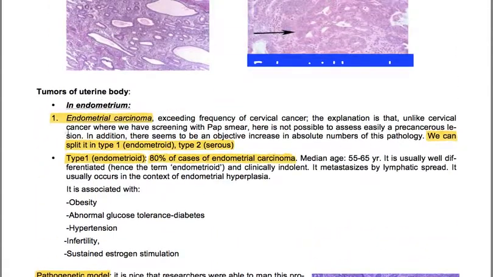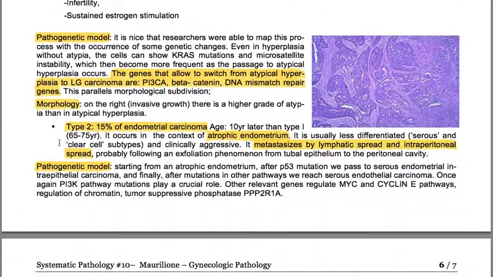Type 2 endometrial carcinoma accounts for 15% of endometrial carcinoma. The age is 10 years later than type 1, so 65-75 years. It occurs in the context of atrophic endometrium, is usually less differentiated, of serous and clear cell subtypes, and clinically aggressive. It metastasizes by lymphatic spread and intraperitoneal spread, probably following an exfoliation phenomenon from tubal epithelium to the peritoneal cavity.